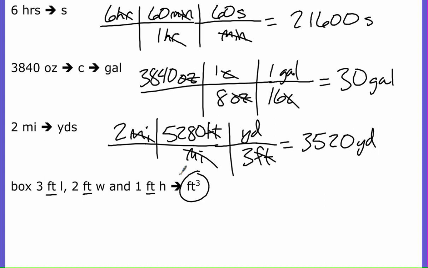So the only difference between this one and the first 3 that I did is that I don't want feet to cancel. I actually want to take 1 foot times another to get a cubic foot, because that's what a cubic foot means. So instead of having conversion factors, I just recognize that I have 3 feet times 2 feet.